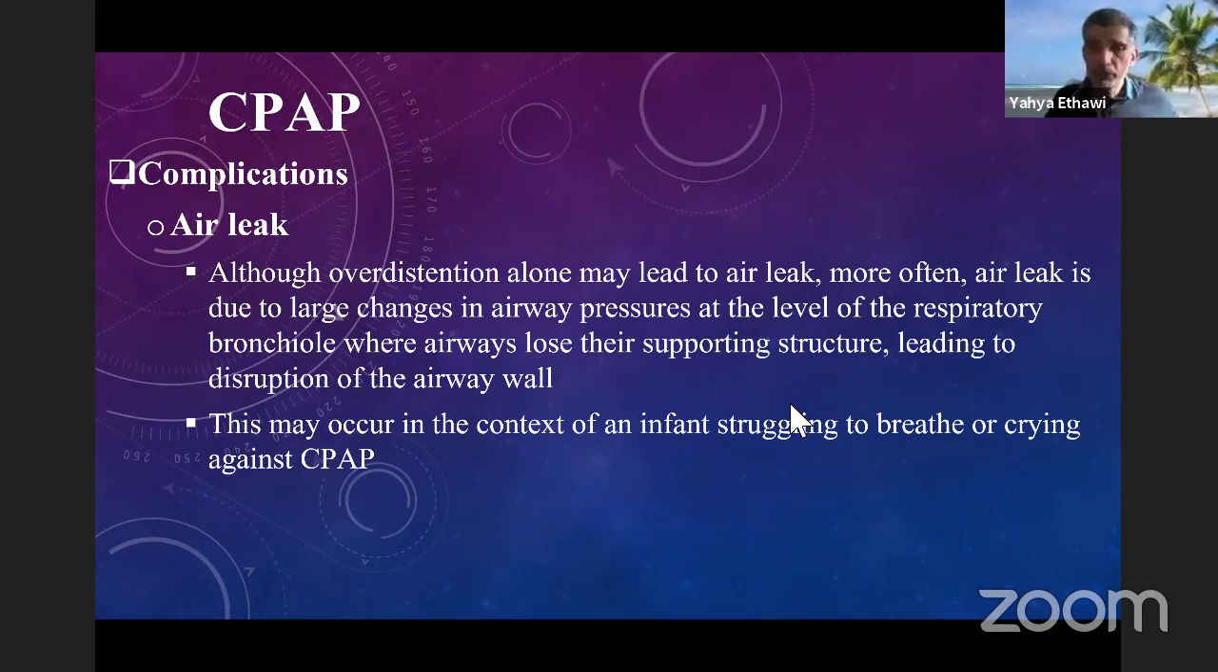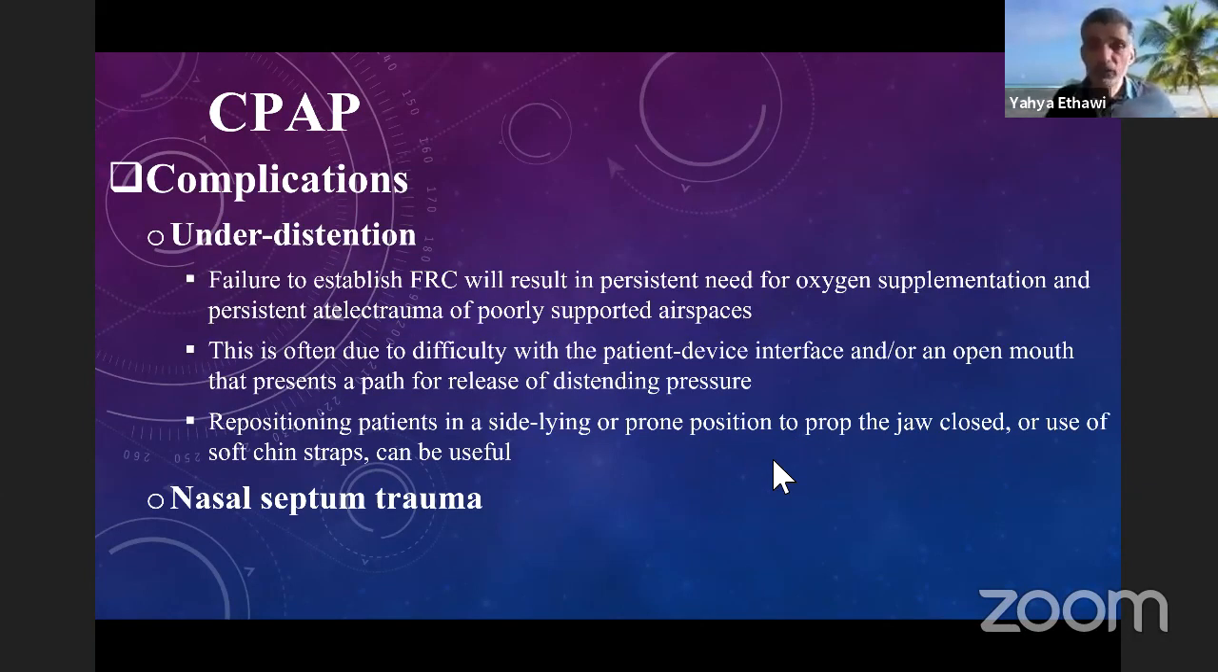Another complication of CPAP is air leak, and we've talked about it lots. Other complications are underdistension, atelectasis and poor oxygenation. Because remember, you need to distend the alveoli to be equal to the pulmonary bed, so you have 100% contact between the alveolar bed and the pulmonary bed to maximize oxygenation. If the alveolar bed is less than the pulmonary bed, you will have poor oxygenation. Therefore, underinflation is not good.